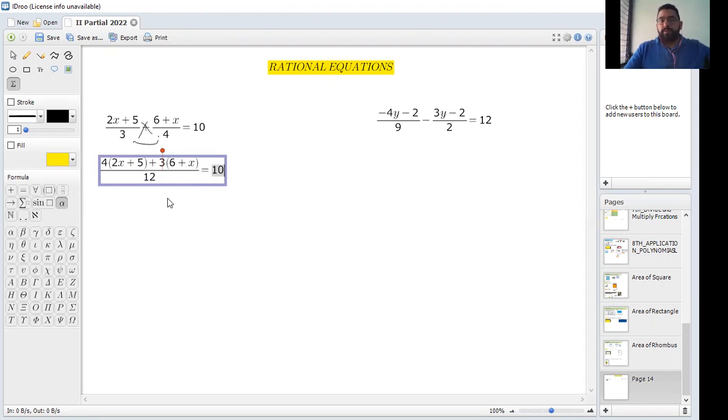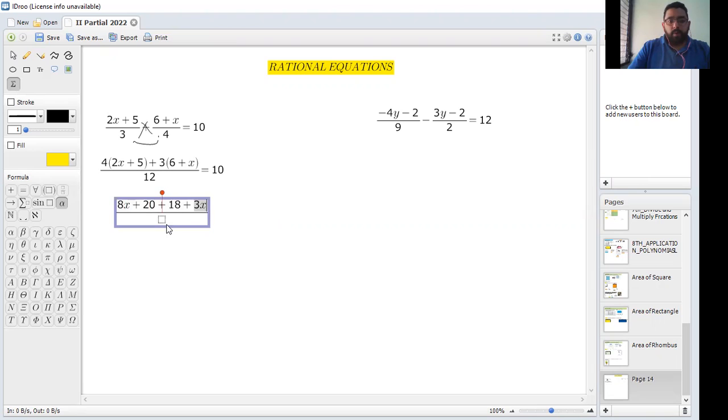Then what you have to do is apply the distributive property to multiply 4 times 2 and 4 times 5. So we are going to have 4 times 2, which is 8x, 4 times 5, which is 20, plus 20. Then 3 times 6, which is 18. And 3 times x, which is 3x, over 12. And this is going to be equal to 10.